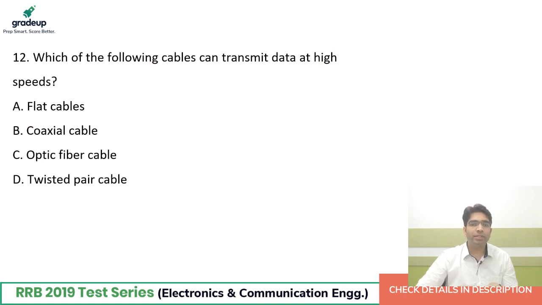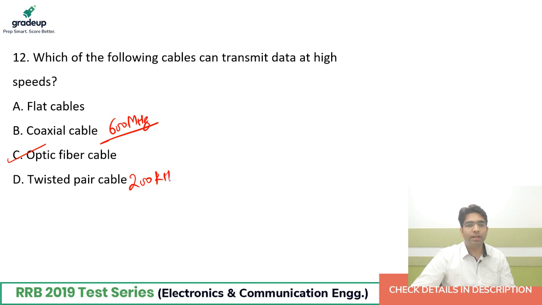Which of the following cables can transmit data at very high speed? Flat cables, coaxial cables, optical fiber, twisted pair. Optical fiber. It has maximum operation frequency of gigahertz, 10 gigahertz. Okay.